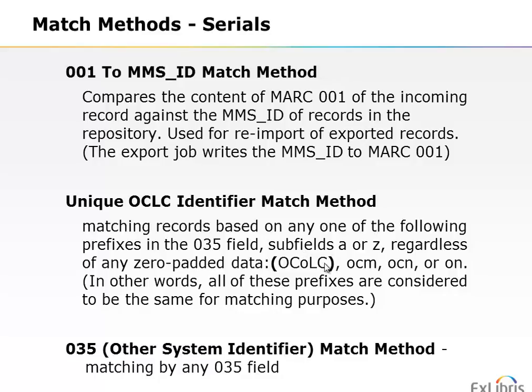The next match method is the 035 other system identifier match method. This is a more general match method based also on the 035 field. I'd like to show you now a table that compares these two different match methods, the unique OCLC identifier and the 035 other system identifier match methods.